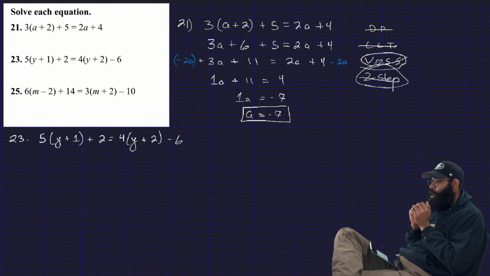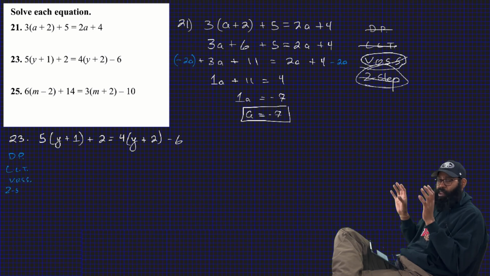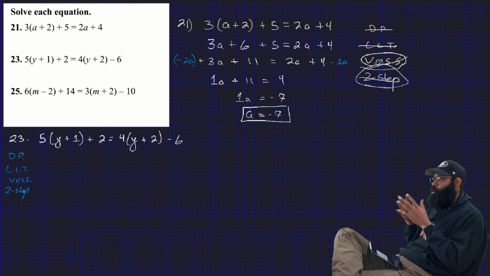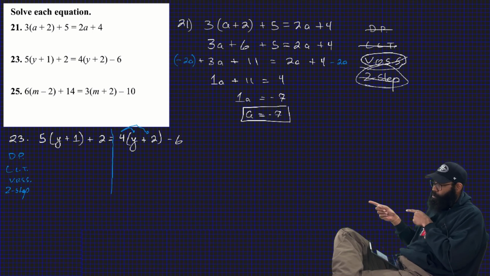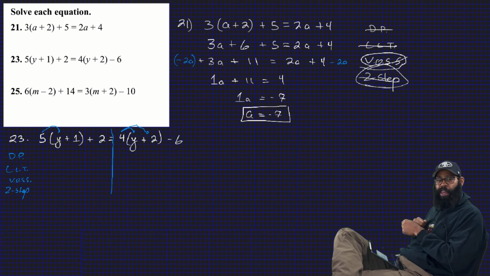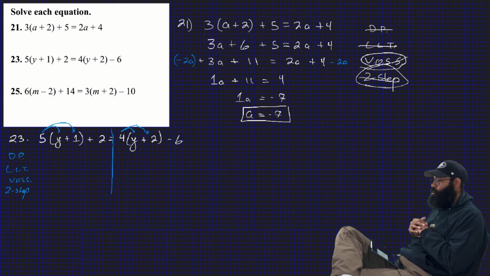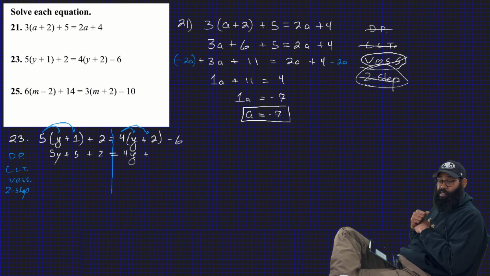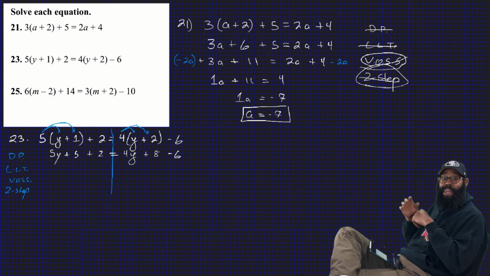Number 23. What do I see? I see parentheses on the left and the right side of the equal sign. I see drop downs, meaning the positive 2 and the negative 6 need to be dropped down because they're outside of the parentheses. Which probably means I'm going to have to collect like terms, and I'm going to be ready for that. Steps are there. Line is drawn. Let's make it happen. 4 times y and 4 times 2. 5 times y and 5 times 1. 5y plus 5. Now somebody said 5y plus 1, and that's a mistake.